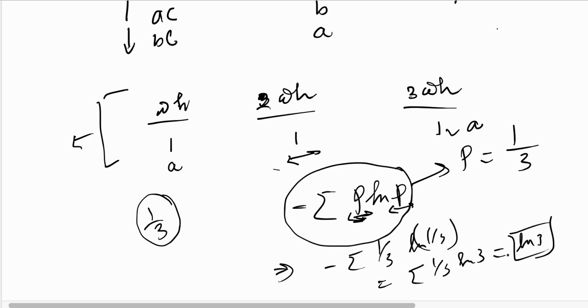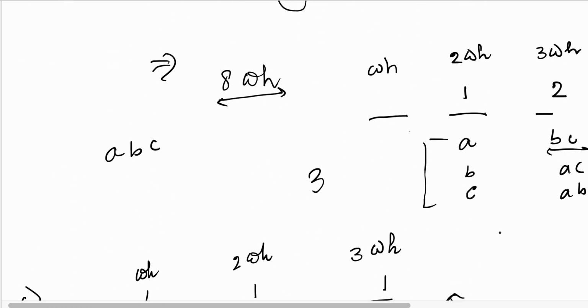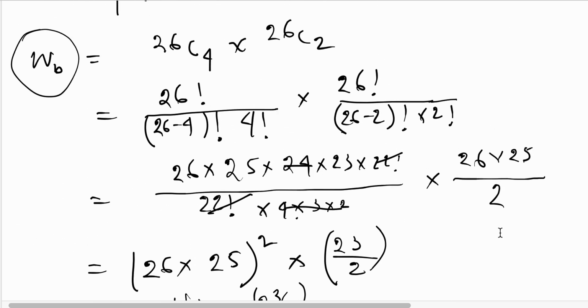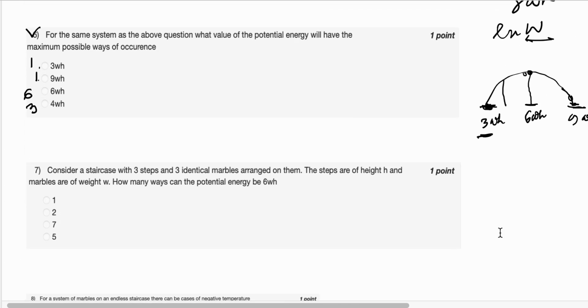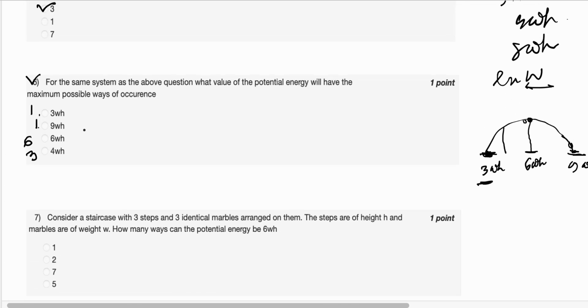So in terms of Shannon also, this configuration has the maximum entropy, and that means in the combinatorial sense there will be the maximum number of ways in which you can put individuals in these 3 steps where you get the energy exactly 6ωh. So the answer for 6ωh will be the maximum possible ways of occurrence.